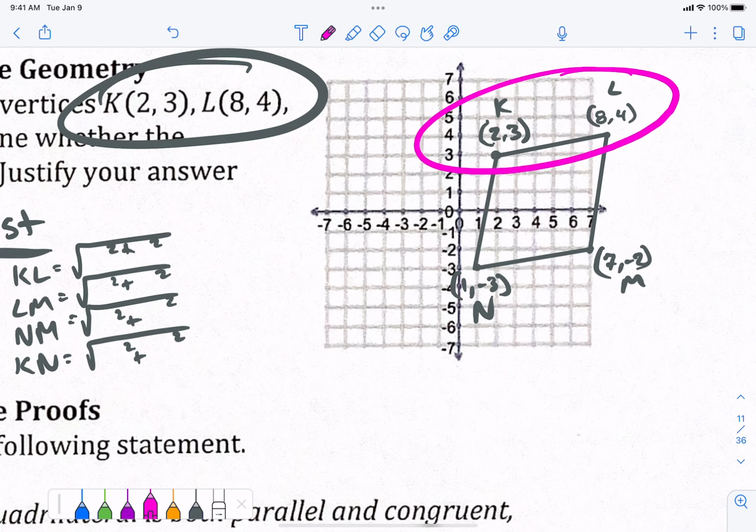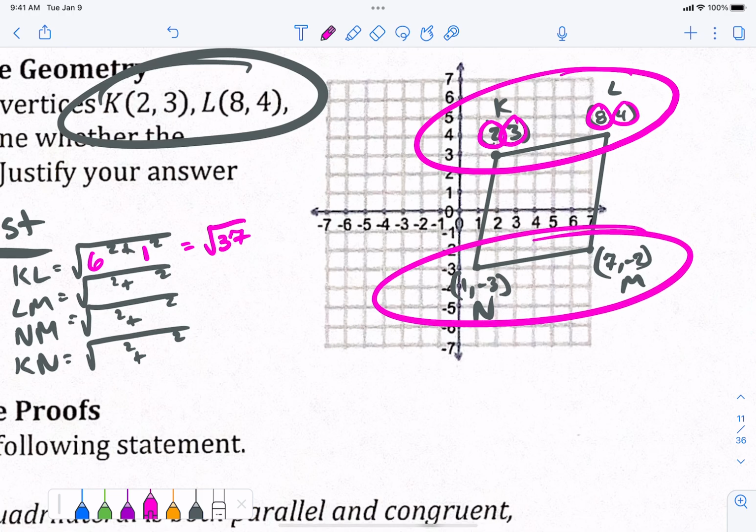So K to L: from 2 to 8, how far apart are 2 and 8? 6. So it's 6 squared. How far apart are 3 and 4? 1. So 6 squared plus 1 squared is the square root of 37. Got it? Yep.